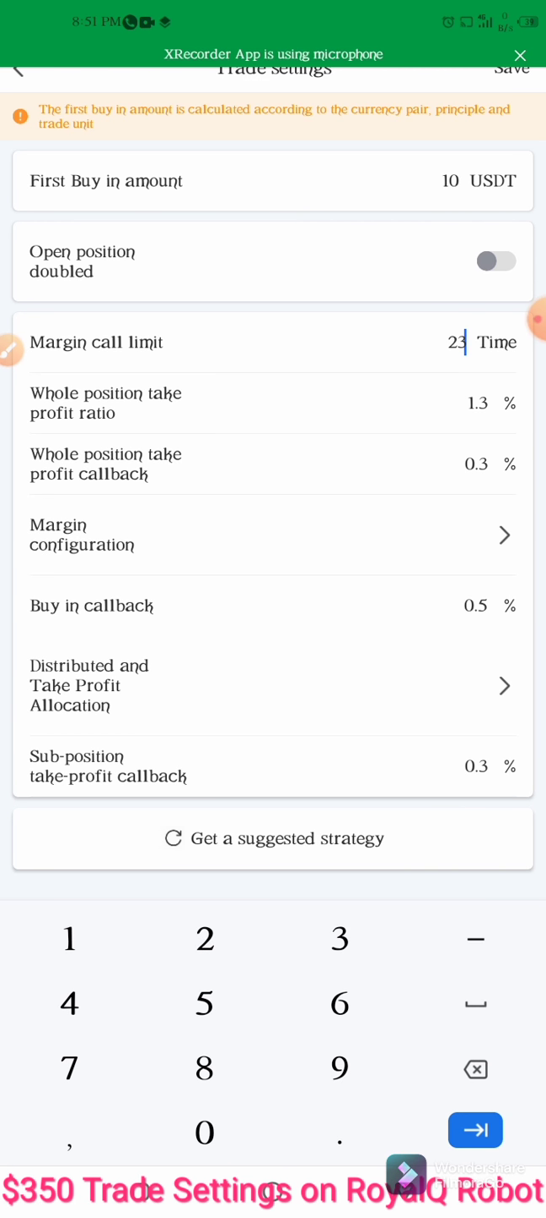So hold position, take profit. When do you want to start identifying profit? Identify at 1.1. Okay, when do you want me to pick my profit? Anytime there is 0.1% drawback from my profit. Okay, buy in callback, I'll leave it at 0.5 because I want you to buy once you sell, buy again when the price drops by 0.5%.